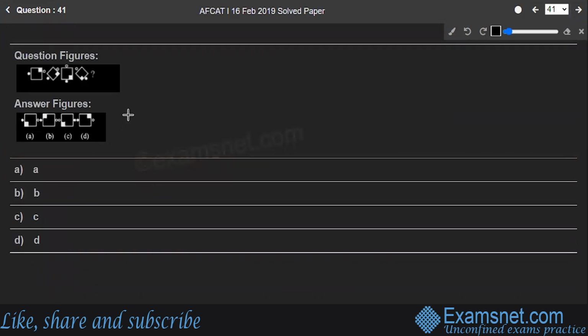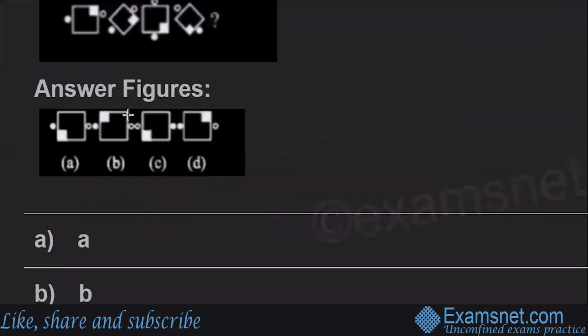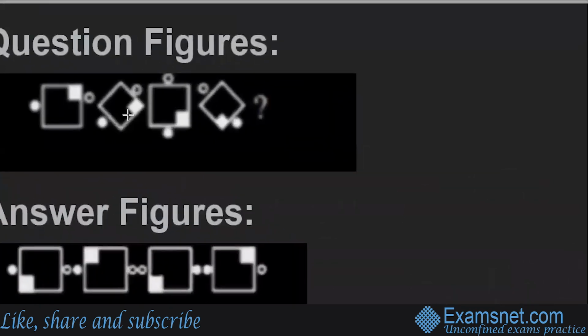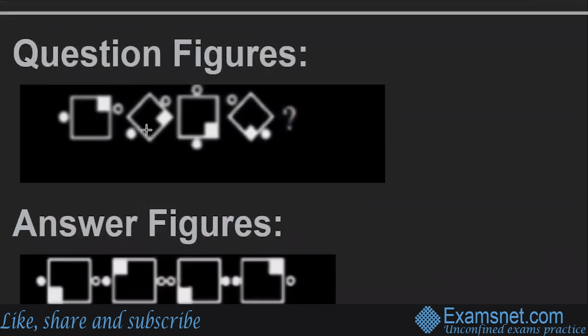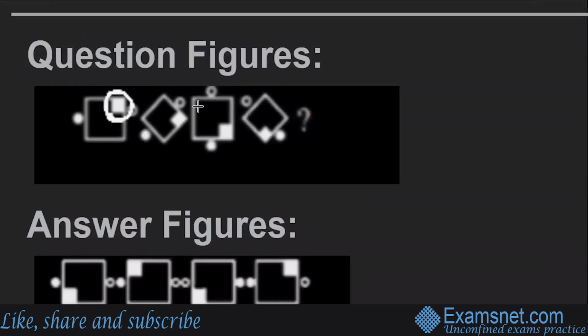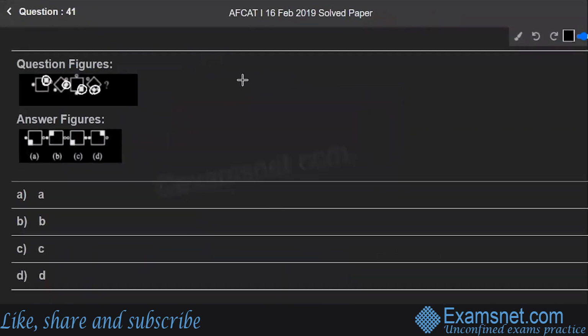Next question number 41. So in the question figure, you have to find out what will come at the place of the question mark. There are two things actually which are moving. Let's see. First thing is this solid square, right? You see each time the solid square is moving in the clockwise direction, 45-degree clockwise. This one rotates 45-degree clockwise. And then you have these two circles.